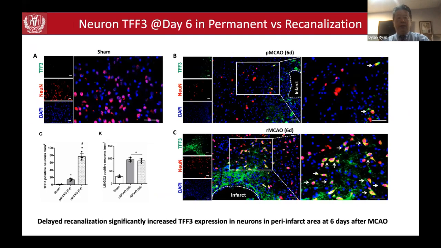You can see the lower end. On the top, if we don't open the vessel, it's PMCAO, meaning permanent, right? You see a little bit of green color, that's the TFF3. But lower end, RMCAO means we open the vessel after 3 days. We make a stroke, we leave the suture in the middle cerebral artery for 3 days and we pull it out to mimic a delayed recanalization. And then we wait another 3 days, it's day 6. You can see a huge infiltration of the green color into the penumbra region, if we still call it penumbra after 6 days. So there's a huge expression of TFF3 around the infarction, and they're going to do all the good things.